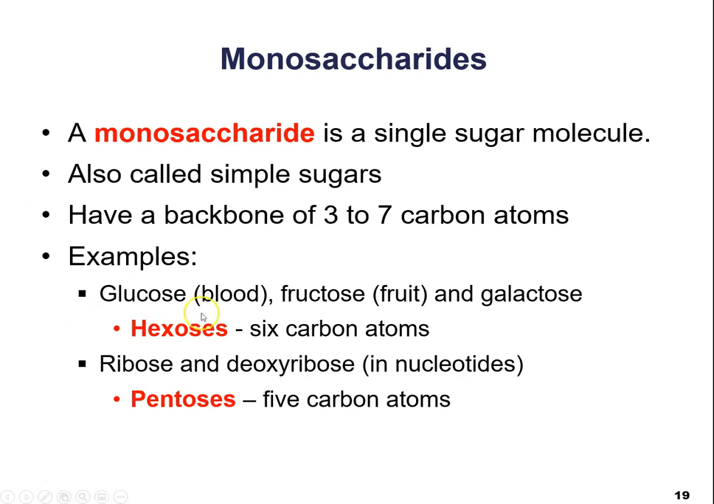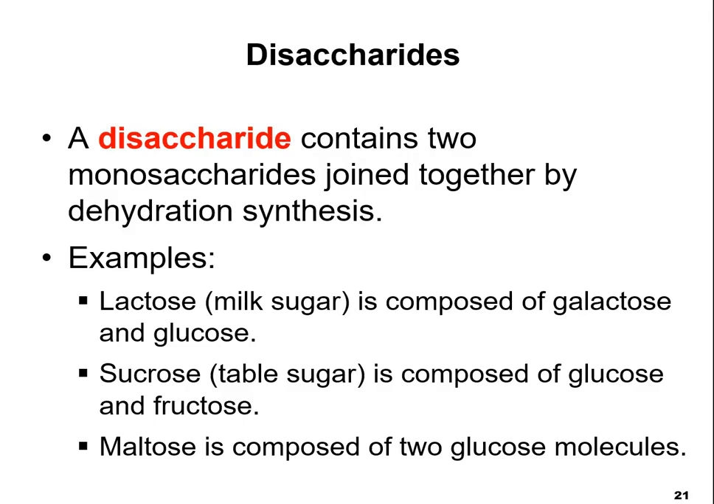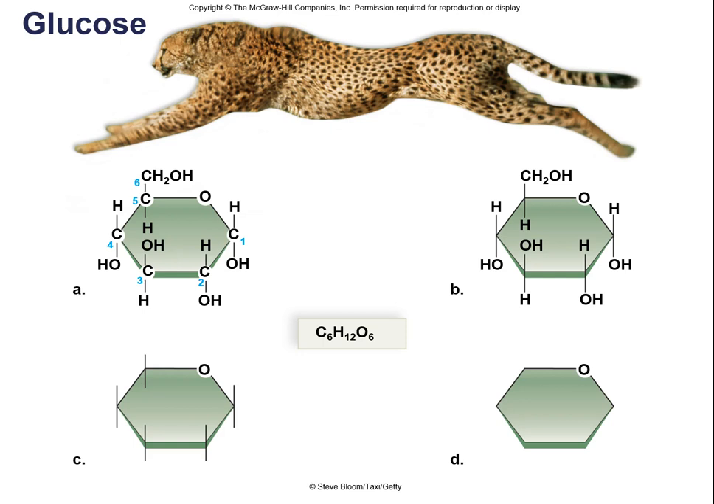These examples are all hexoses; they have 6 carbon atoms. The sugars ribose and deoxyribose, ribose in RNA and deoxyribose in DNA, are 5 carbon sugars or pentoses. So this is basically just showing you glucose.